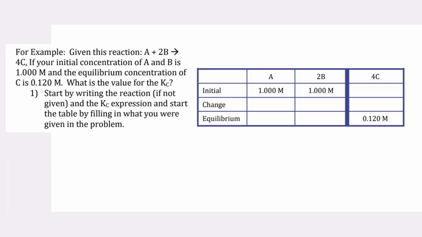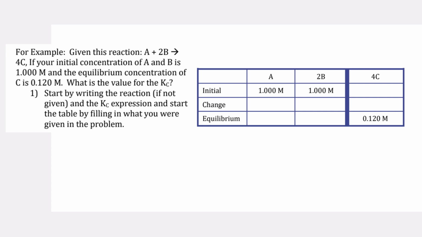So for example, you have A plus 2B produces 4C. These are all going to be in concentration, so that means we can use all three of these reactants and products in our expression. So what is the value for Kc if our initial concentrations for my reactants are 1 and 1 molar each? And the equilibrium concentration of C is 0.120 molar. You start by writing the reaction if not given, and then the K expression, and start by filling in the table.